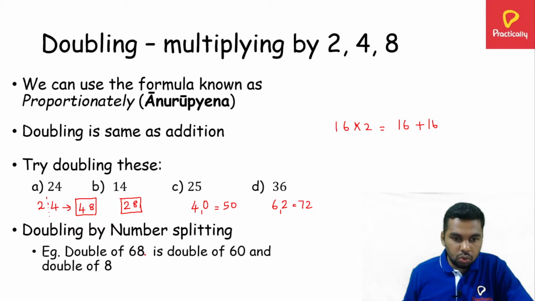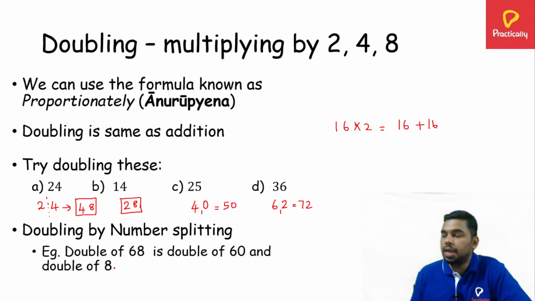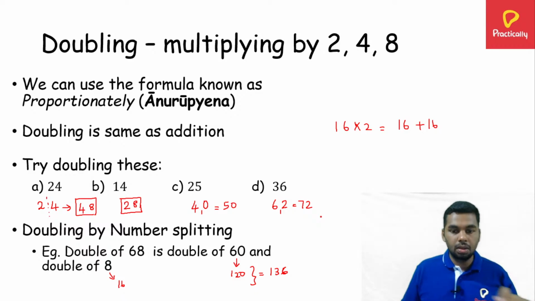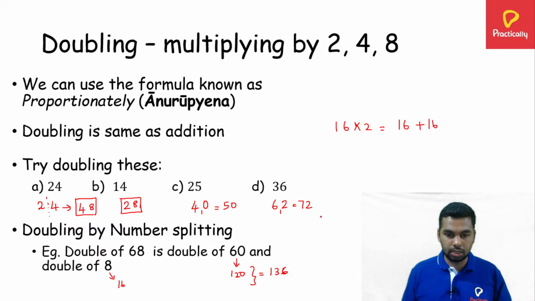Let's take one last example of how to do number splitting and do the double of 68. For the number 68, you can slice or split the number as 60 plus 8. 60 plus 8 is 68. Double of 60 is how much? It is 120. Double of 8 is how much? It is 16. So 120 plus 16, the answer is 136. So by applying this Anurupena, we get that the double of 68 is 136.